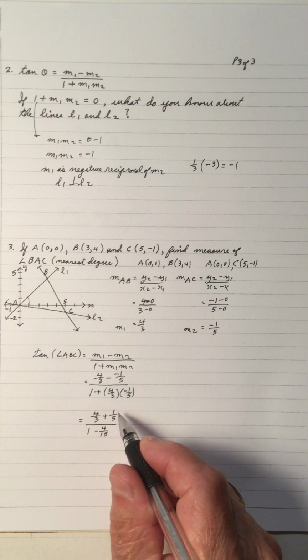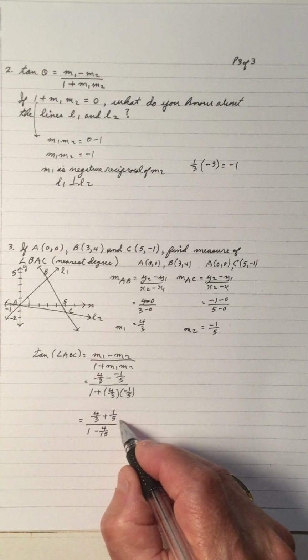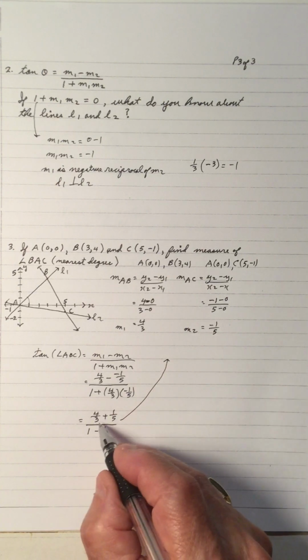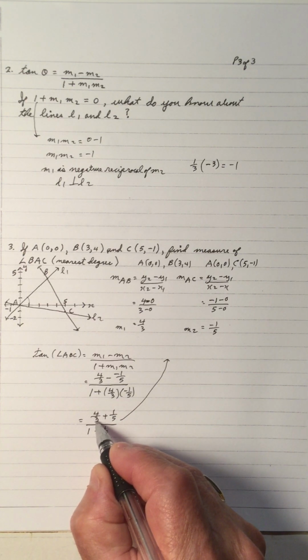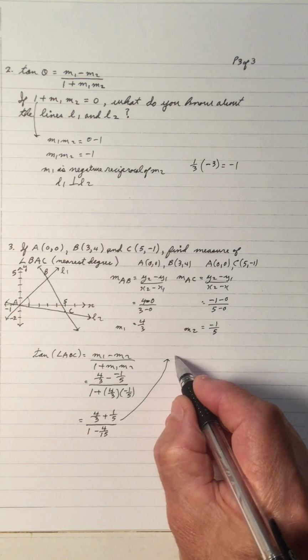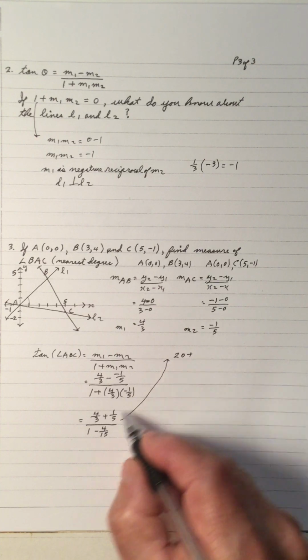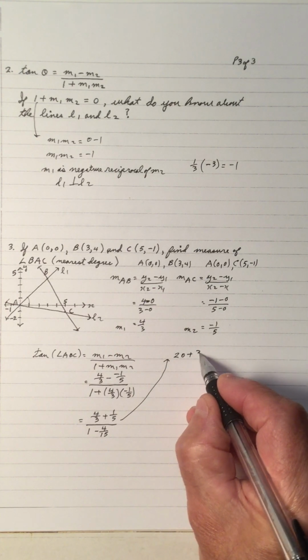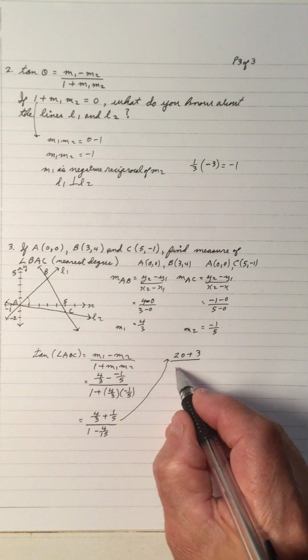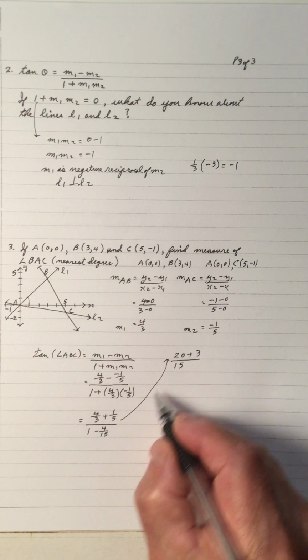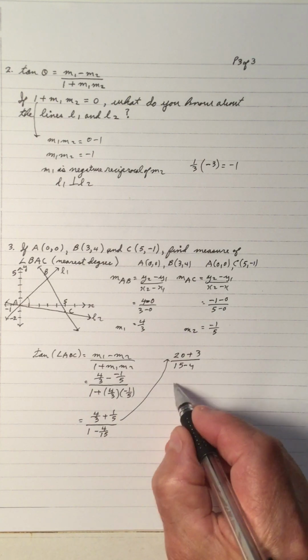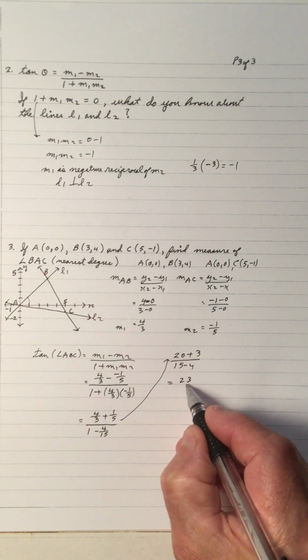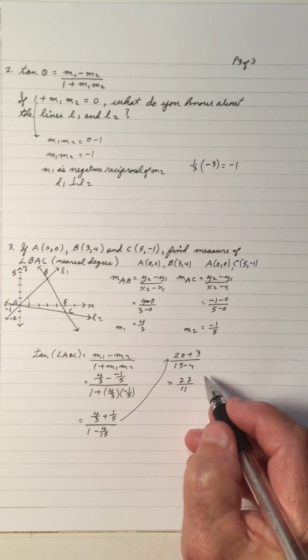Now we multiply through by 15, which is the LCD. So 15 times 4 over 3: 3 into 15 goes 5, so that gives us a 20. 15 times 1/5 gives us a 3. 15 times 1 gives us 15. 15 times negative 4 over 15, the 15s cancel, and I get negative 4. That gives us 23 over 11.